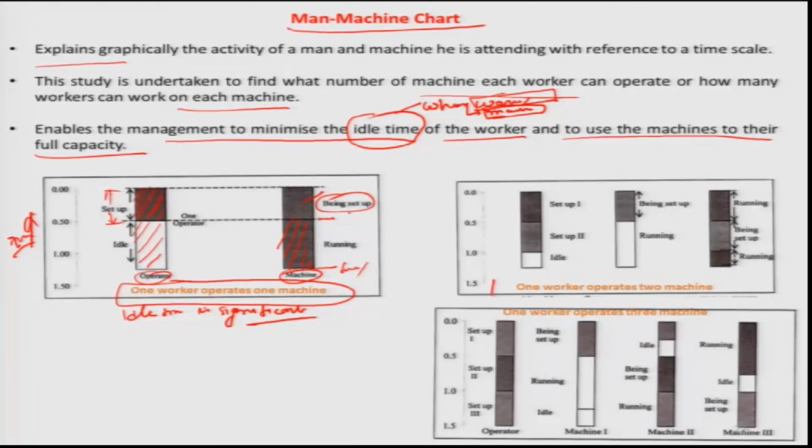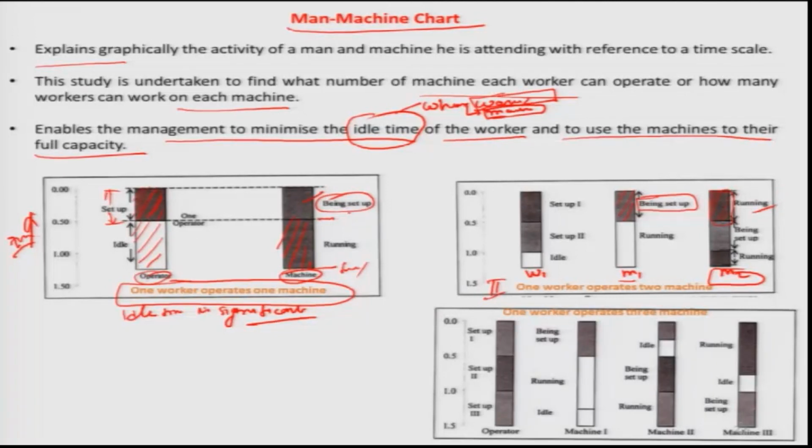Okay. In the second case, you can see one worker operates two machines. Here there are two machines available, M1 and M2, and only one worker. What we will do: you can see machine M2 is already running from the previous analysis. In the meantime, the worker is preparing and setting up machine M1 so that machining can start in M1. In that time M2 is already running.